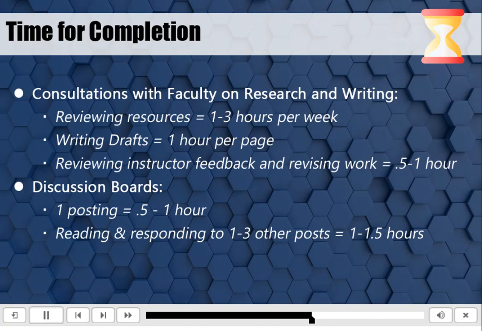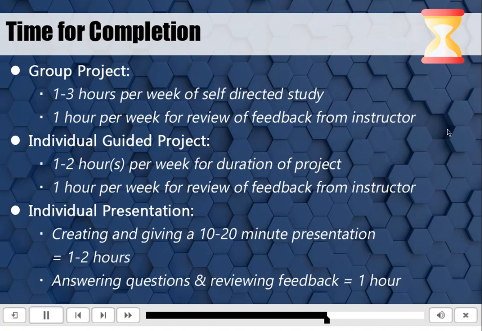Discussion boards, one posting typically takes a half an hour to an hour, and then reading and responding to 1 to 3 other posts equals 1 to 1.5 hours. Group project and individual guided project are very similar in terms of time, 1 to 3 hours per week, and then 1 hour for review of feedback from the instructor. Again, this is regular, substantive feedback. Individual presentations, so if they have to do a 10 to 20 minute presentation, that's going to take about 1 to 2 hours, and then you're providing them feedback, which equals about an hour or so.